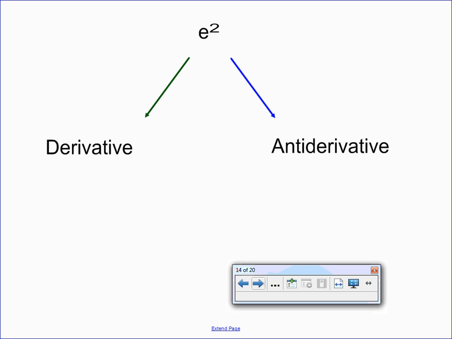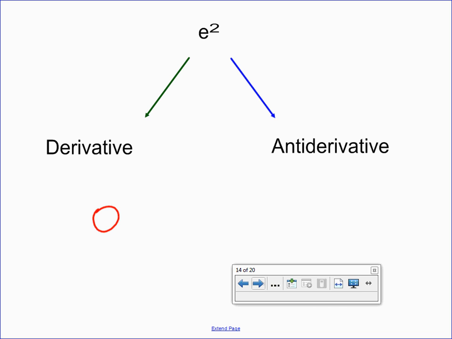Get ready. The derivative of e squared with respect to x. Number 7. 0? Raise your hand if you agree with Riley. Yes, it's 0. e squared is just a constant, about 7.34 something. So the derivative of any constant is 0. Nice job.